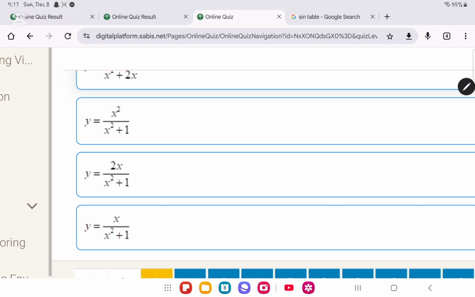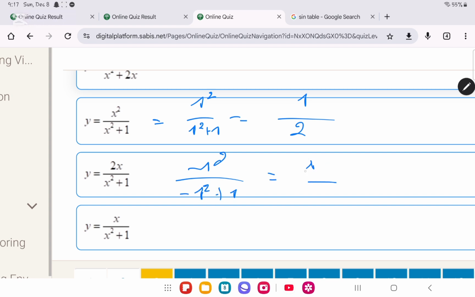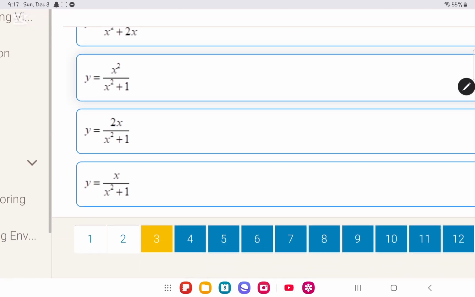If we move to the next one, and we substitute 1 again, you are going to have 1 squared over 1 squared plus 1, so that's 1 over 2. If you substitute minus 1, it's going to be minus 1 squared over minus 1 squared plus 1, which is also 1 over 2. So since they are the same for both 1 and minus 1, that means it's an even function, so we do not choose it.